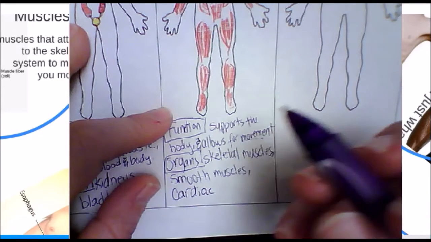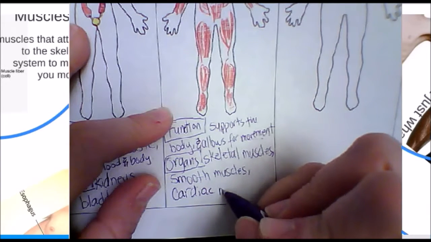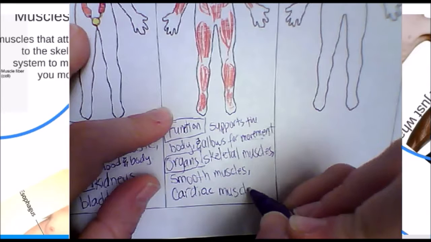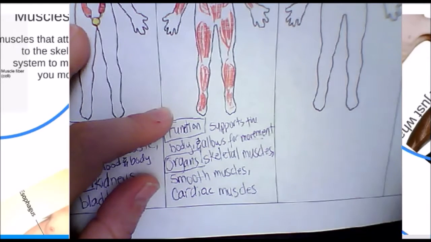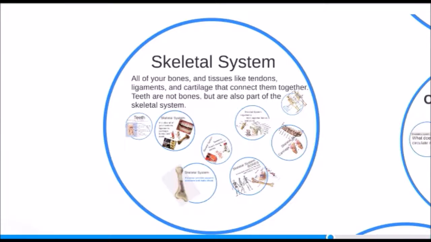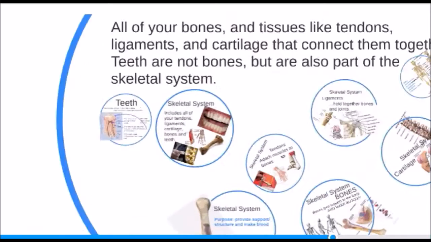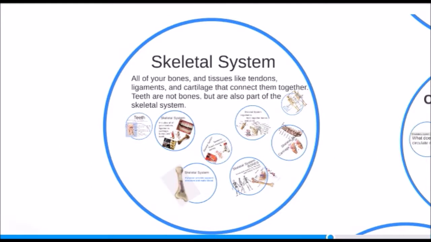But cardiac muscles. All right, so our next system is the skeletal system. You guys probably all know this one really well. It's all the bones in your body. But it's not just made up of your bones. Let me go back. Sorry, I'm jumping ahead. It's all the tissues like tendons, ligaments, and cartilage that connect all your bones together and connect them to muscles as well. Teeth are also part of your skeletal system, but they actually are not bones. They're like specialized enamel systems. They're a little bit different.